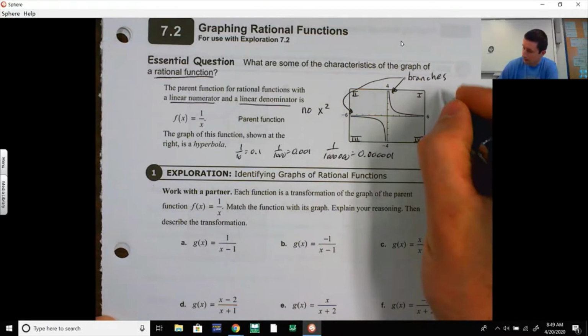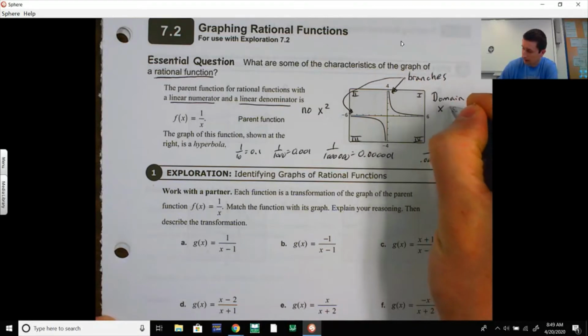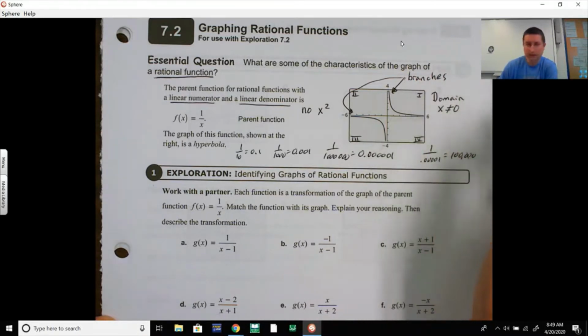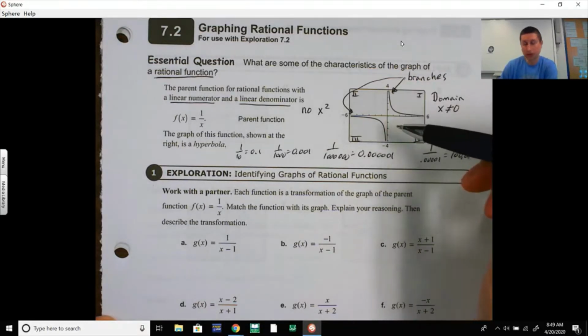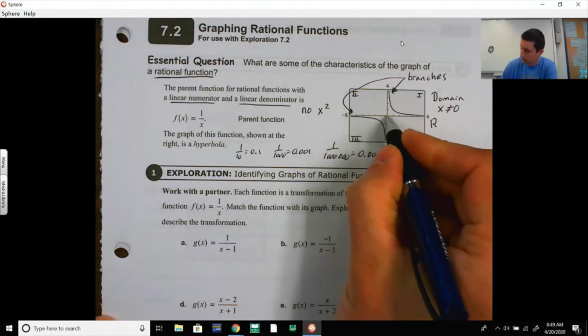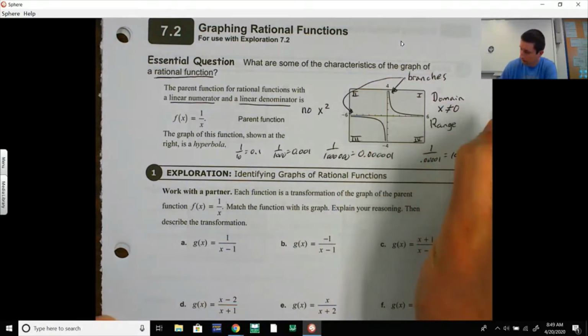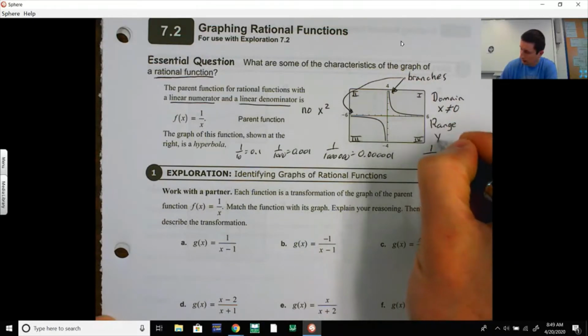So from that, we can get our domain. This is the domain for the parent function: x cannot equal 0. So x can be anything, but it can't equal 0 for the parent function. And our range, because when we have 0 here, we don't have a y value. Our range is y cannot equal 0.